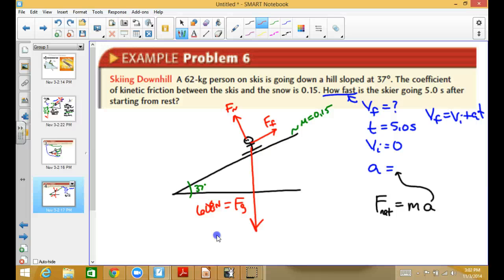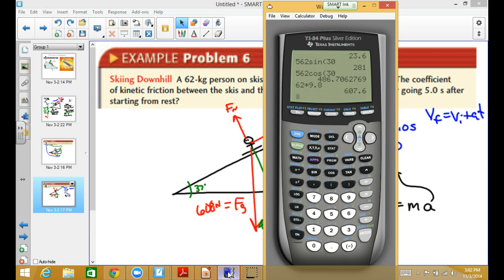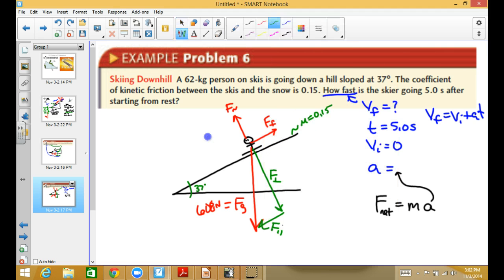So look for the diagonal force. The diagonal force is going to be gravity. So I find this piece right here. It's the force perpendicular. And then I'm going to find this force right here, which is the force parallel. So pull up my calculator, and I go 607 answer times the sine of 37 degrees. That. And I'll take 607.6 times the cosine of 37. And I get 366, 485.